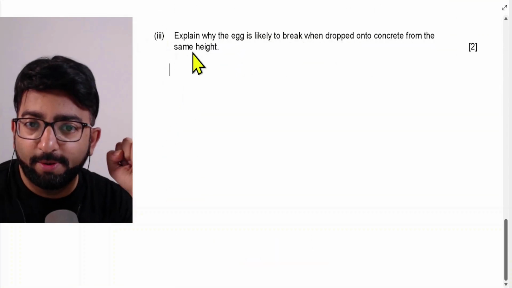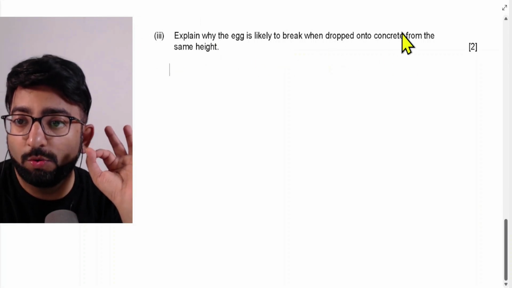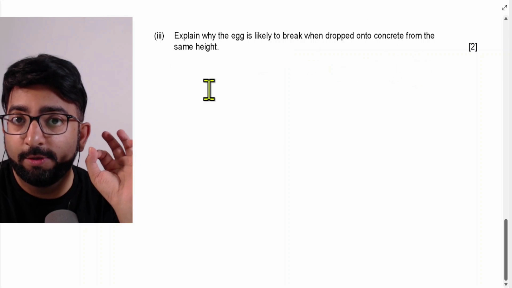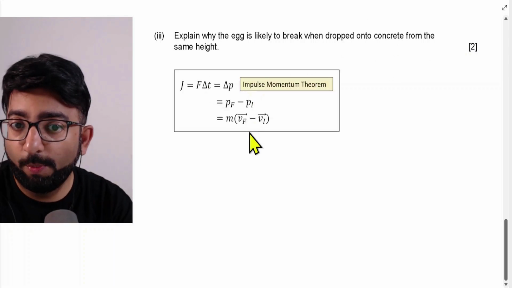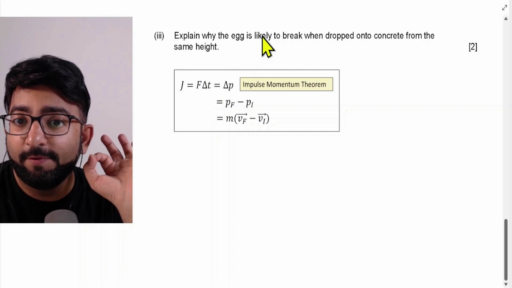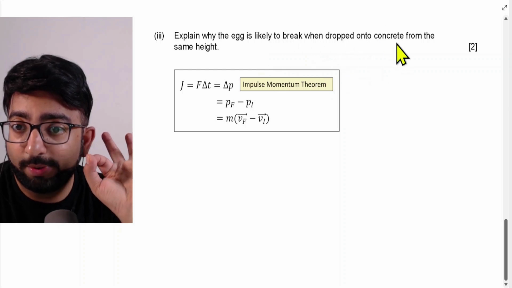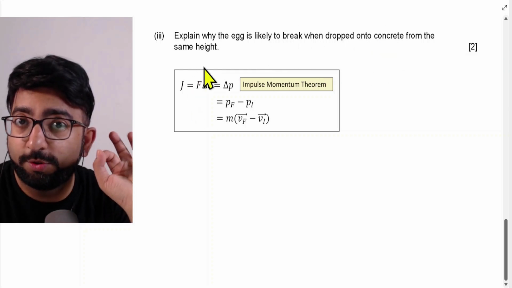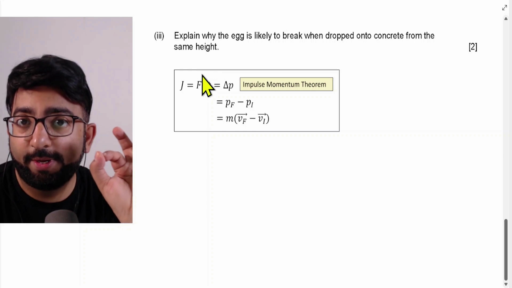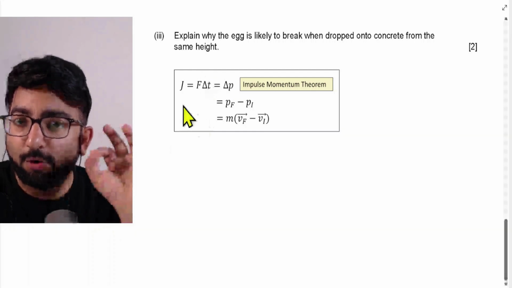In the third part, we have to explain why the egg is likely to break when dropped onto concrete from the same height. So we'll have to use the same impulse momentum theorem, J is equal to force into time. Now, since we have to prove that the egg is likely to break when dropped onto concrete, it means the force which the concrete is providing to the egg is much larger as compared to the ground. So how do we prove it?